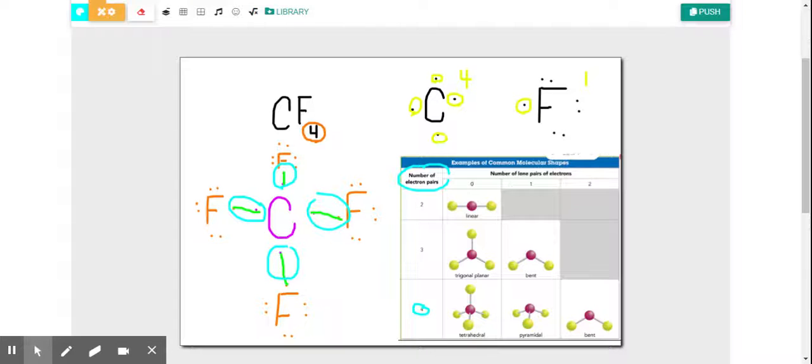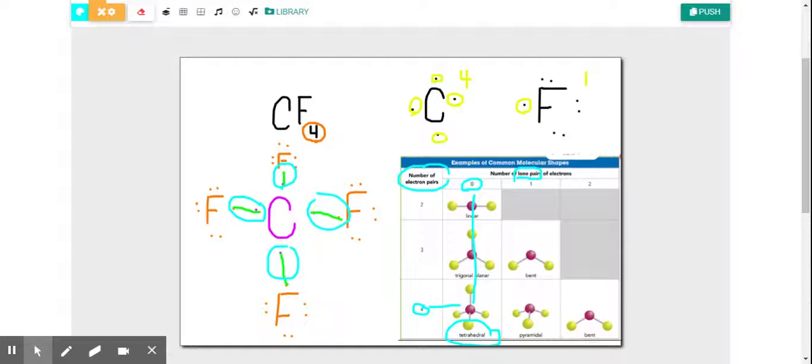Then we have to look at the number of lone pairs of electrons, again, on the central atom. So in this compound, there are no lone pairs of electrons. Those would be here around the carbon. So we have 0 lone pairs. So if we follow our points, what we're going to see is CF4 is tetrahedral in shape.